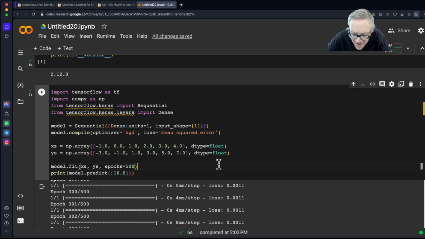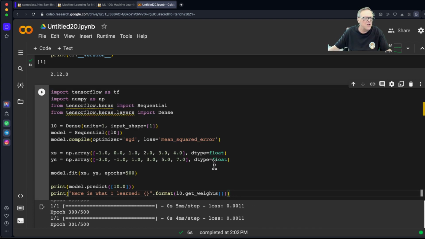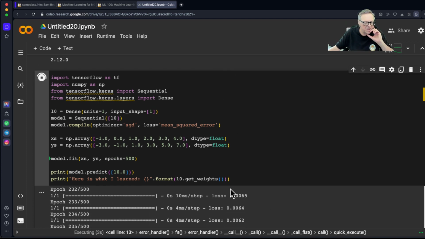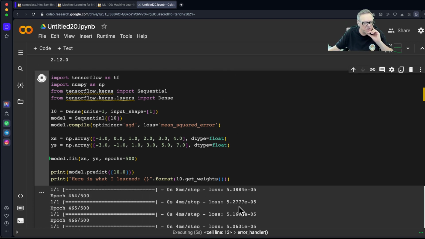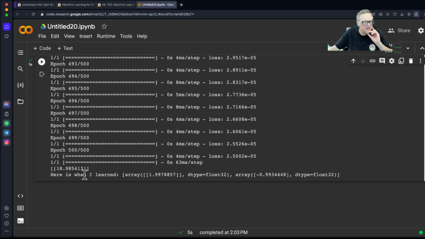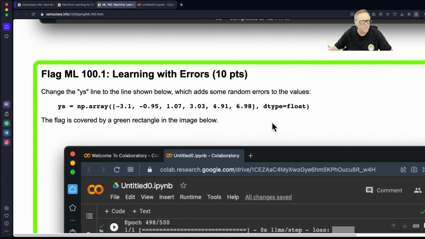So I'm going to delete the old data, put in the new code, and run that. All right, and there it goes. There goes the loss getting smaller and smaller. And when it's done, it prints out an 18.9. That's the prediction for X equals 10, which should be 19. And here's the weights it found, 1.99 and minus 0.99. And the right answer is 2 and minus 1. So again, it got very close. So it's good at fitting this.